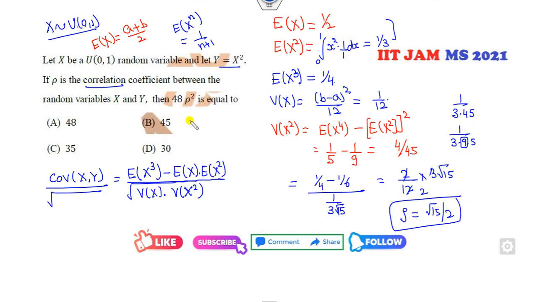Now your target is 48 into rho square, 15 divided by 4. But kindly check the calculation. Where is the error? This is 3 minus 1, which is 1. So it is 3 by 4. It is 4. So 4 square is 16. 16 into 3. 3 into 15 is 45, which is the right answer.